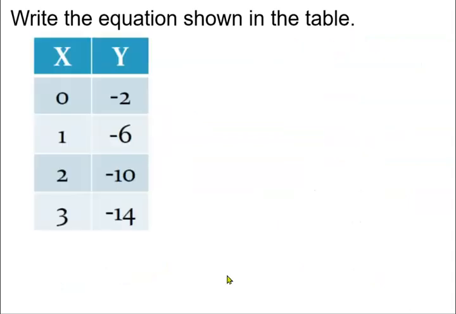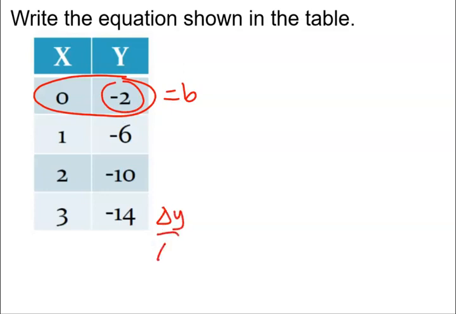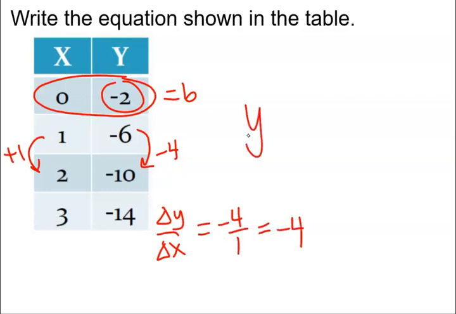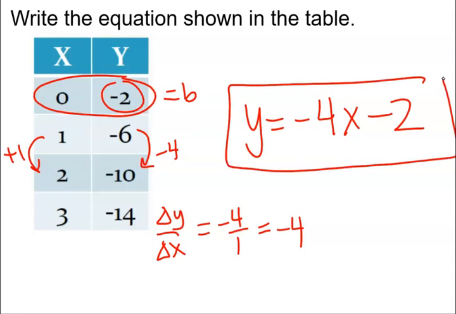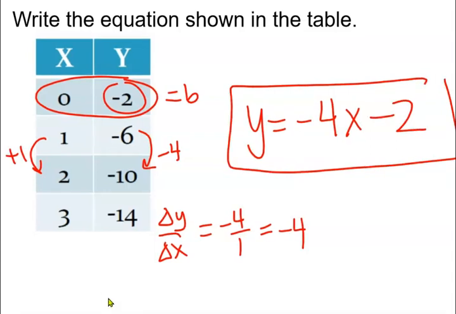Pause the video and give this one a try. Alright, let's see how you did. Were you able to find the y-intercept in the table? It's negative 2. Were you able to calculate the change in y over the change in x? So it looks like this one is going down 4, and this one is going up 1. So it's negative 4 over 1, also known as just negative 4. So y equals negative 4x, and the y-intercept is negative 2. And there's your equation.